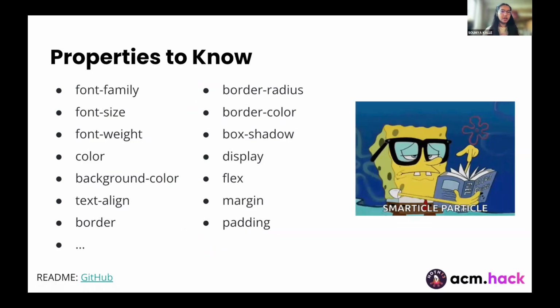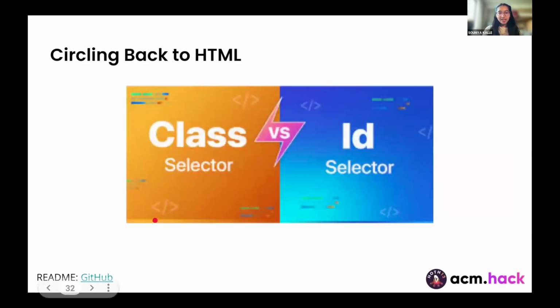So here are some good properties. We've got font family, font size, color, background color, all that stuff. You don't have to memorize any of these, of course. Go ahead and Google them anytime you need them, and you should be able to find them. But these are quite common. We're definitely going to be using a lot of these today.